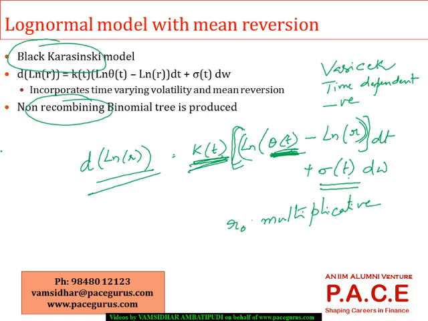And finally, looking at the lognormal model with a deterministic drift, as well as mean reversion, which is the Black-Karasinski model. So you have to understand primarily the key differences across each of these models, and how we can use each of these models to generate our interest rate trees. I hope this session has given you a decent level of insight into the various interest rate models using drift, volatility, as well as distribution as the various factors.